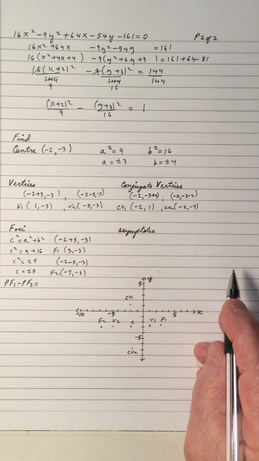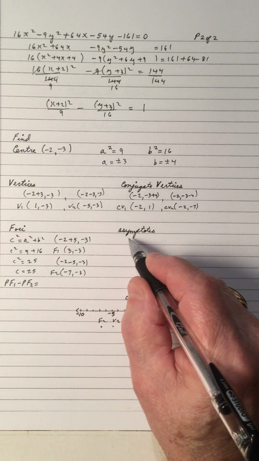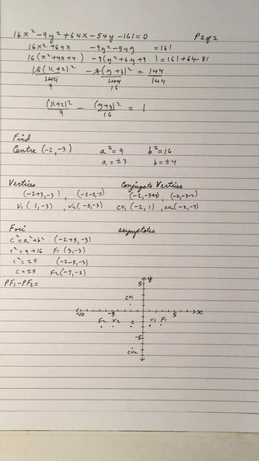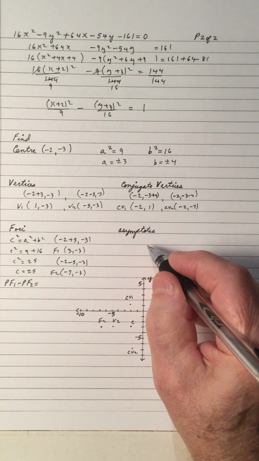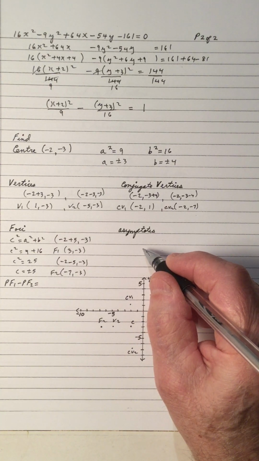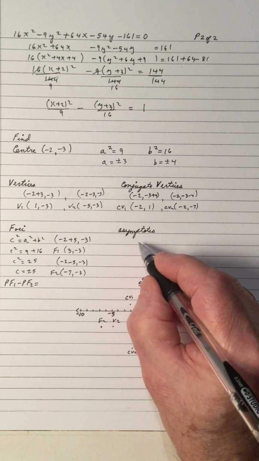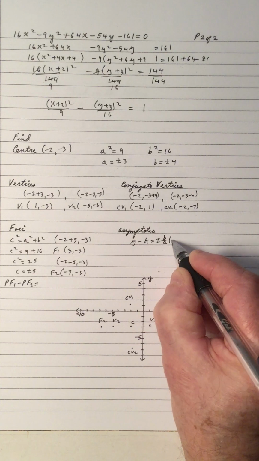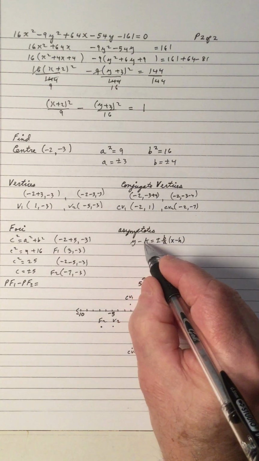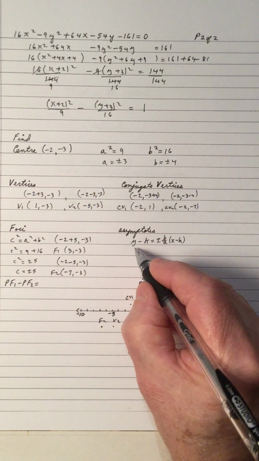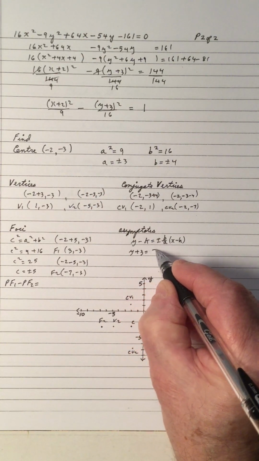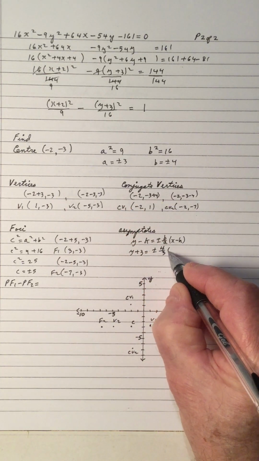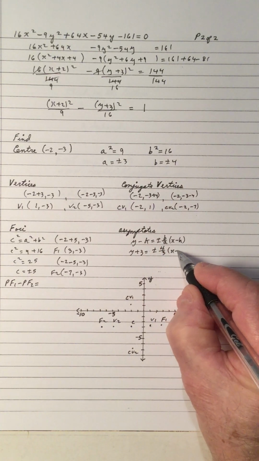And we should look at the foci, or sorry, we should look at the asymptotes, because the asymptotes help us to set up the corners of the rectangular box and help us to graph where the hyperbola is going to go. So y minus k equals plus or minus b over a times x minus h. We got a y is negative 3, so it's y plus 3. B over a, so it's 4 over 3. And the x is negative 2, so it's x plus 2.